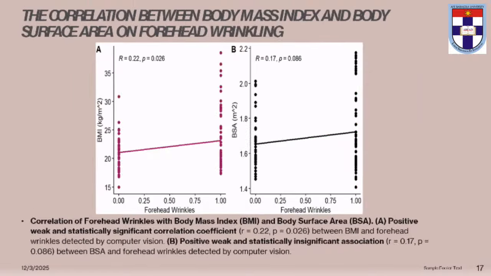Then the correlation between body mass index and body surface area on forehead wrinkling. Like I've stated before, when I showed the percentage of students that had wrinkles and BMI, that is also what's going on here. You can see that BMI is related to forehead wrinkle. It has a very small effect, but it is related. It is statistically significant.